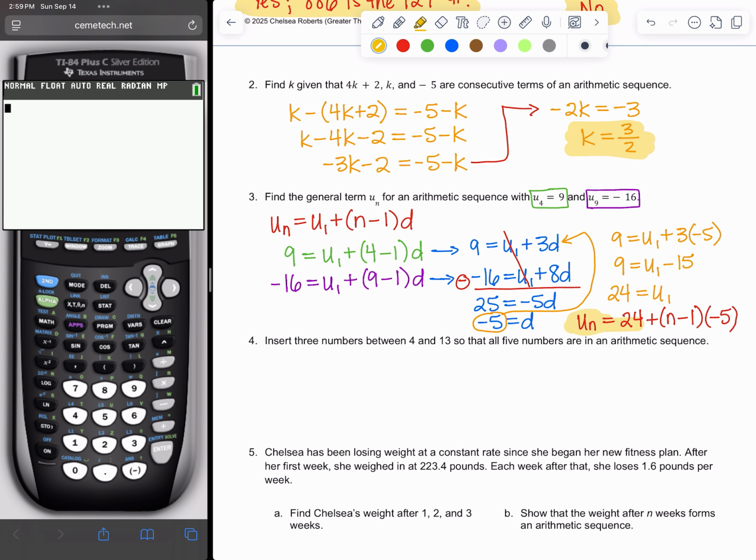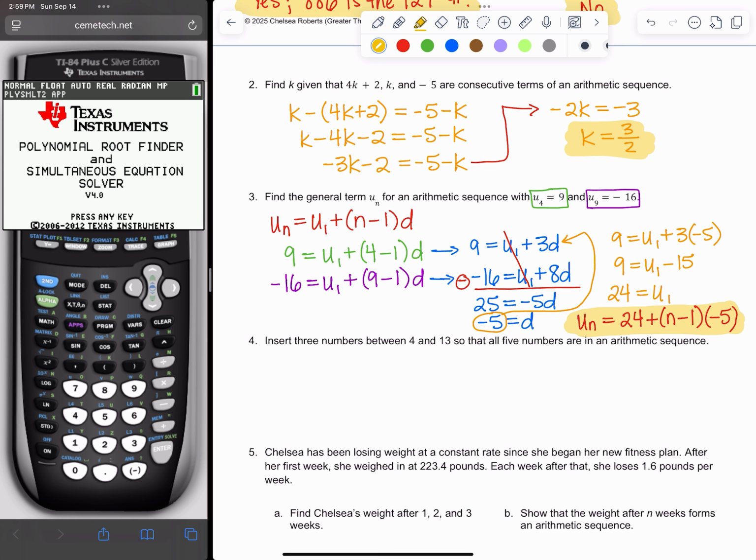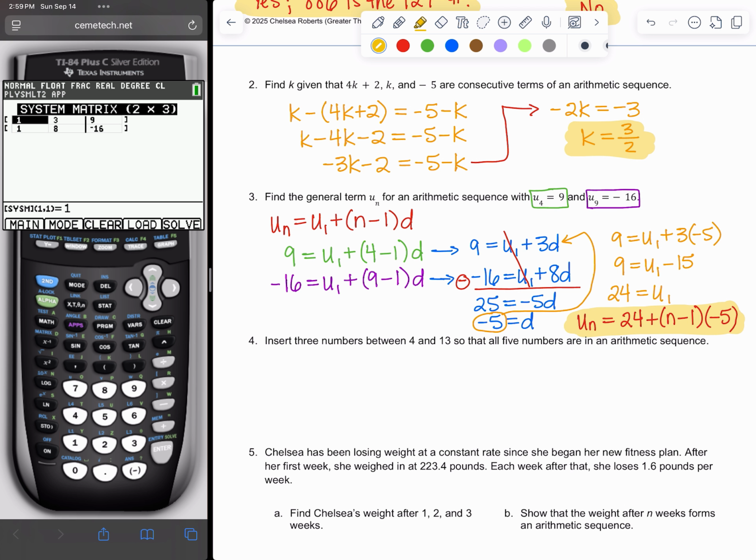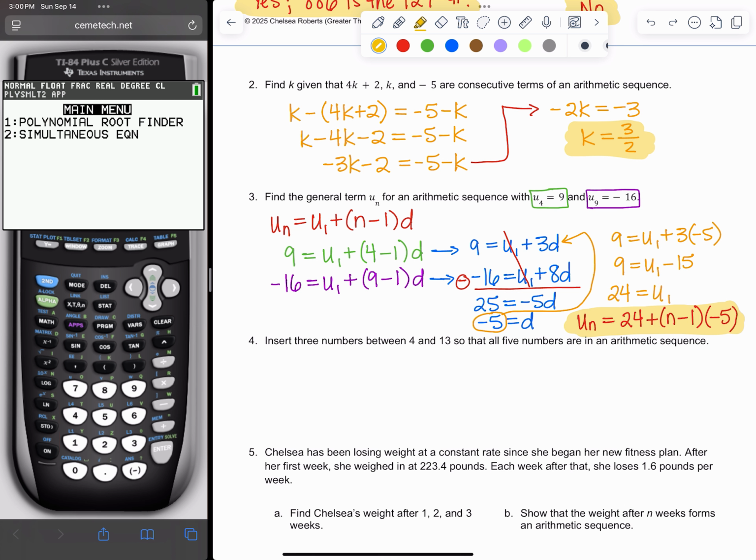Okay, now if you wanted to, you could have solved that system of equations using the PolySimlt 2 app. So what you could have done is go to apps, go to PolySimlt 2, and use the simultaneous equation solver. We have two equations, two unknowns. But instead of using u1 and d, we could have actually used these as X and Y. So your system of equations, for the one that I'm highlighting here in yellow, would have been 9 is equal to X plus 3Y. And the second one would have been negative 16 is equal to X plus 8Y. Once you put that system in, you could solve it and you would have gotten that 24 would have been your u1 and negative 5 would have been your common difference. So you could have solved that system in the calculator instead of by hand as well.